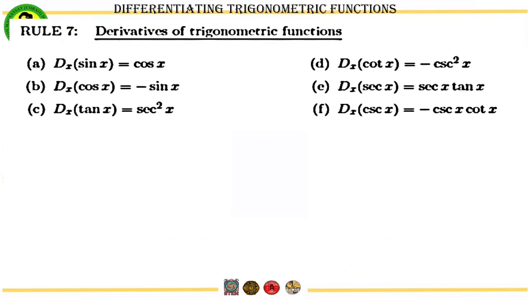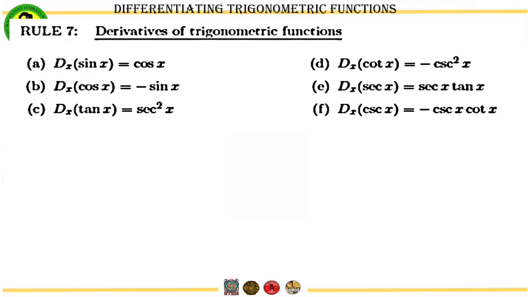So let's proceed to rule number 7, the derivatives of trigonometric functions. Here are the 6 trigonometric functions and their corresponding derivatives. How do we derive these derivatives, the rules for the derivatives of trigonometric functions? All these formulas came from the definition of the derivative formula, which is the basic formula in finding derivatives.